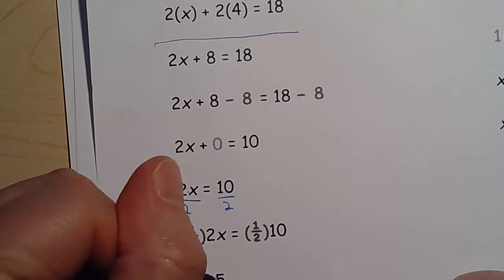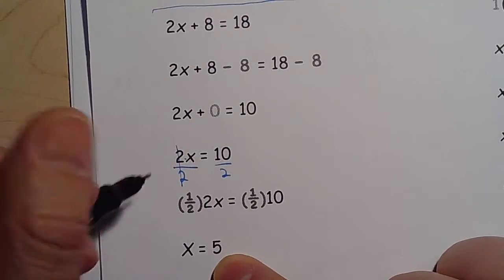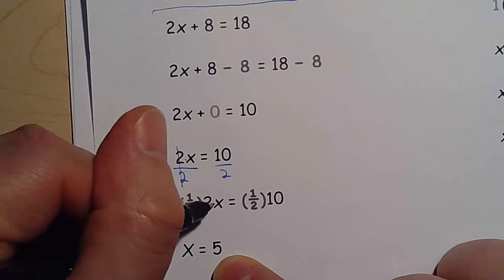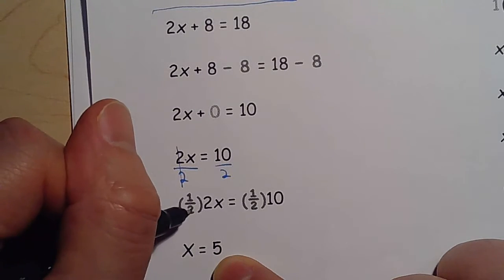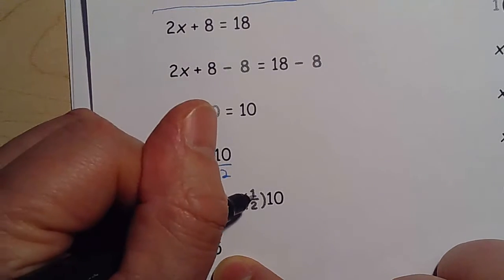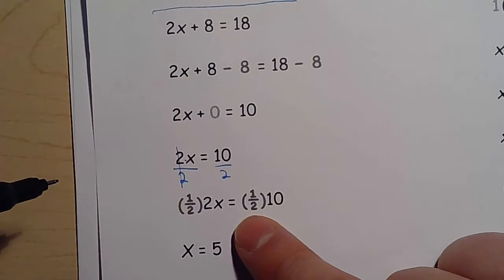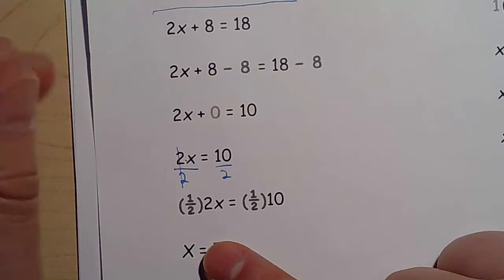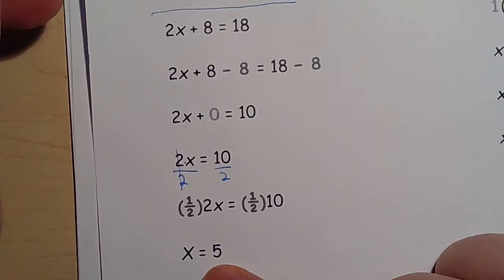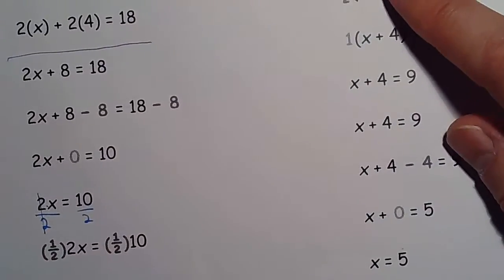10 divided by 2 is 5. You get there. You could have also multiplied by the reciprocal. 1/2 times 2 is 1. 1/2 times 10 is 5. All right. Do whichever way you prefer, but it'll get you the same answer if you do the math calculation correctly. Here's another way of doing this.